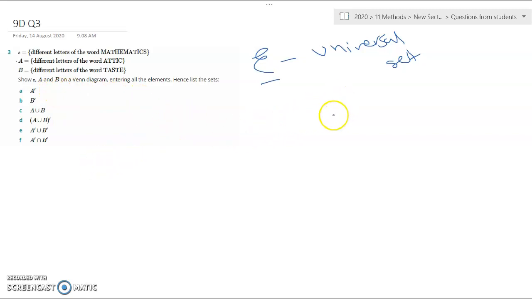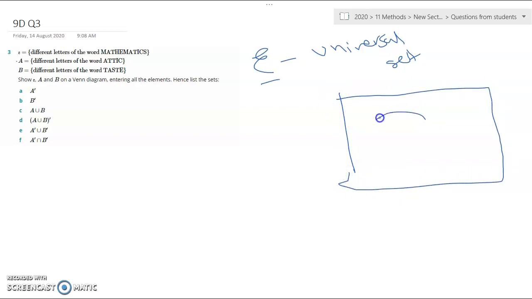So when we're doing this on a Venn diagram, make sure you draw that box that represents the universal set. And then we draw our two big circles, and we've got A and B, remembering that this whole thing is epsilon. It's our universal set. So the different letters of attic, that's our A, and the different letters of taste is here.